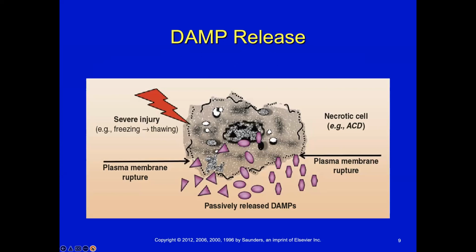This is just an example, a picture of DAMP release. You can see the cell. It's been subjected to severe injury. It's basically undergoing necrosis now. The membrane's breaking down and it's releasing its contents. And some of these will be identified as probably danger and damage molecules and will stimulate the macrophages to respond.